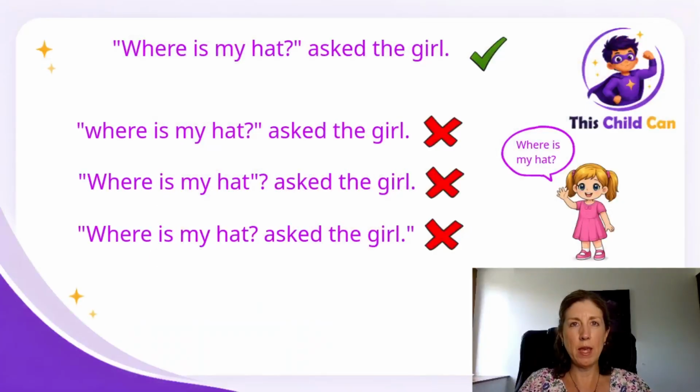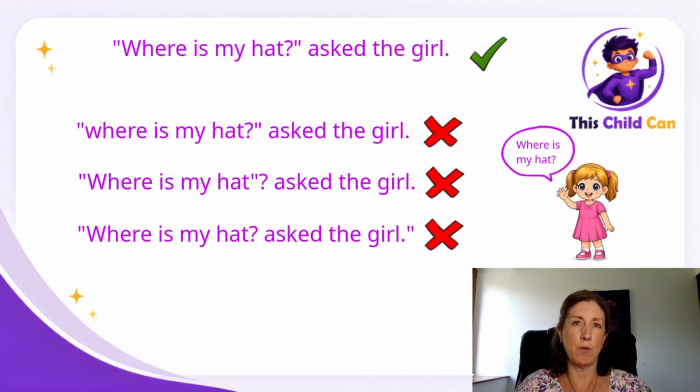Using SCAPS really helps children punctuate direct speech correctly, but quite often mistakes still do happen. So let's have a quick look at some of those now. So here we have the sentence correctly written. And our first example of a mistake shows that there is a capital letter missing at the start. So you'd need to refer your child back to the C stage of SCAPS to remind them about the capital letter.